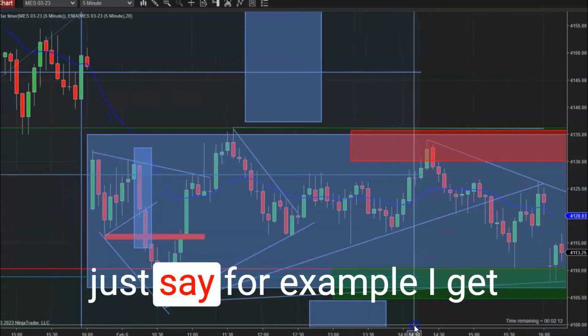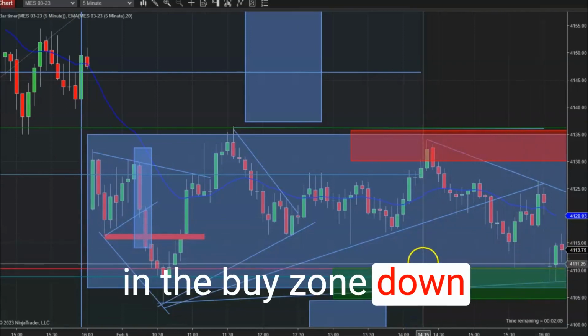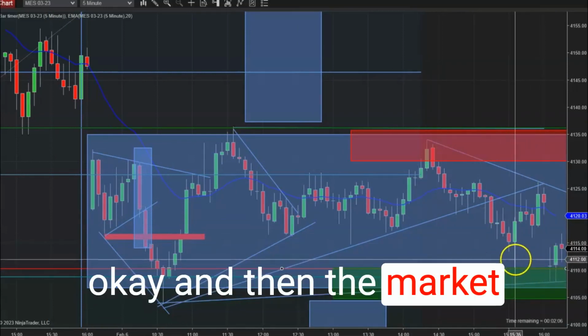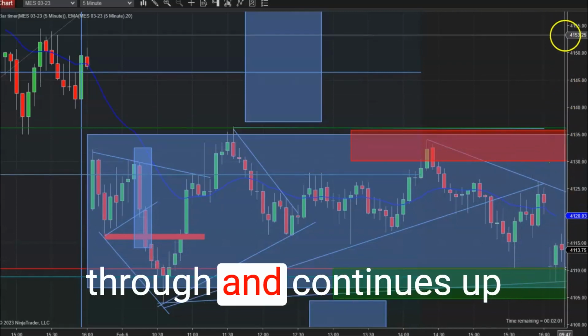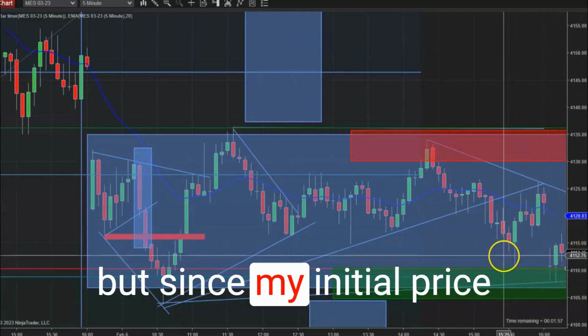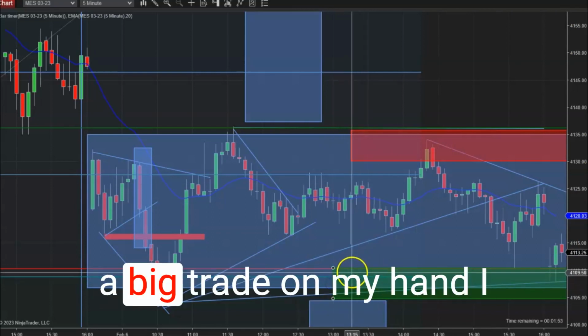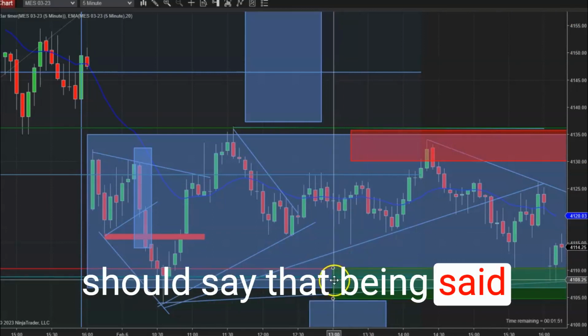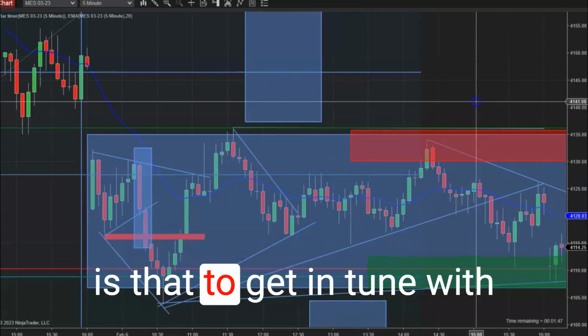Let's say, for example, I get long somewhere down in the buy zone down here, okay? And then the market from that point goes up here and actually breaks through and continues up. Along the way, I'm going to find spots to add. Since my initial price was so good, I could have a big trade on my hands. That being said, I'm never thinking about that. All I'm thinking about is getting in tune with the market.